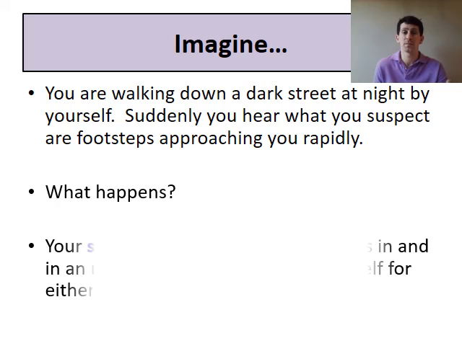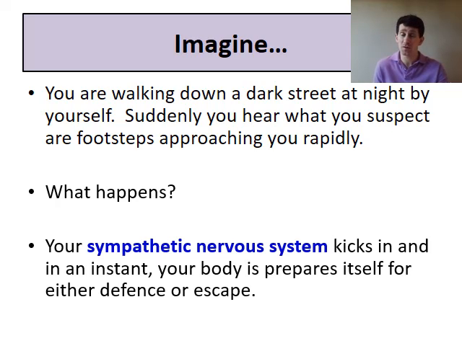What happens? Well, your sympathetic nervous system is going to kick in. Your body is going to prepare itself for: do I have to defend myself or will I have to escape? Things like your heart rate start to increase, your breathing rate starts to increase. All of that is controlled by your sympathetic nervous system. We're going to have a look at this process of how your body actually stimulates all of these different processes, increasing heart rate, increasing breathing rate. How does it happen step by step?